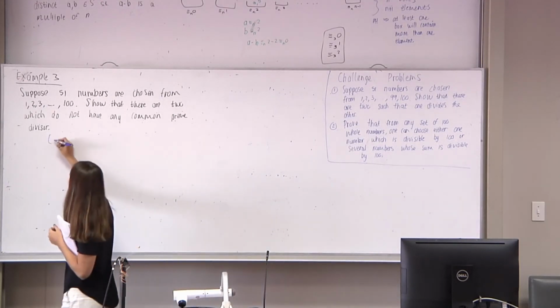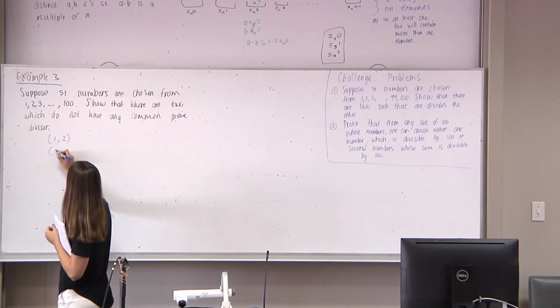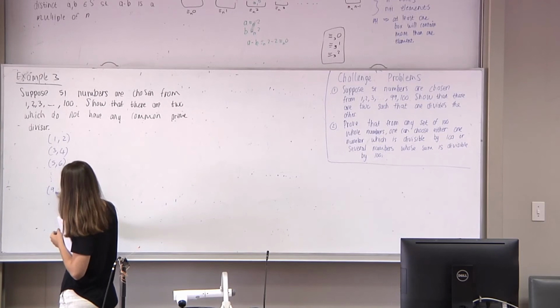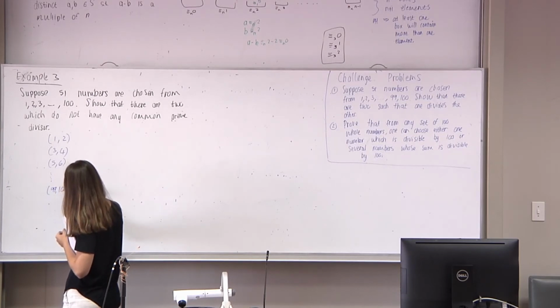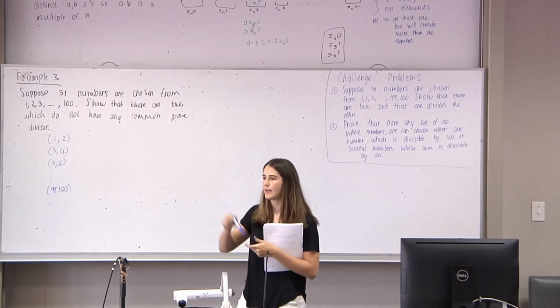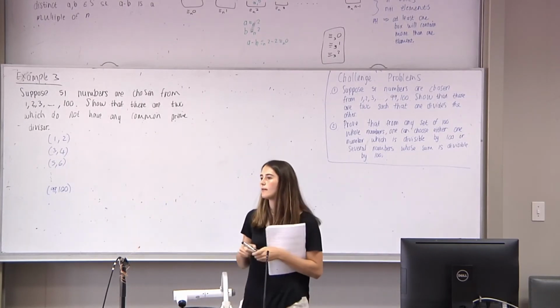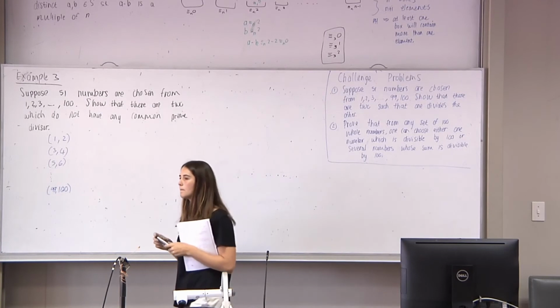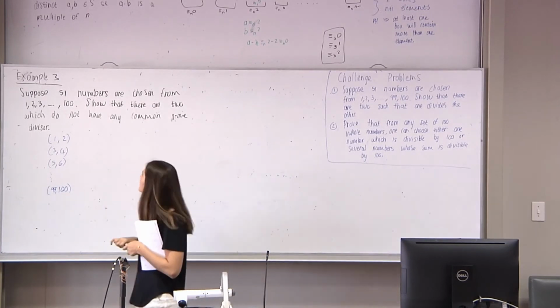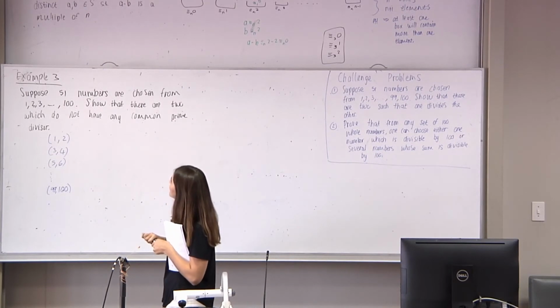The pairs are going to be 1 and 2, 3 and 4, 5 and 6, up to 99 and 100. And we're going to make these pairs, yes? I said we're going to choose 51 numbers. Say again? How come we have 99 if you also have to choose 51?